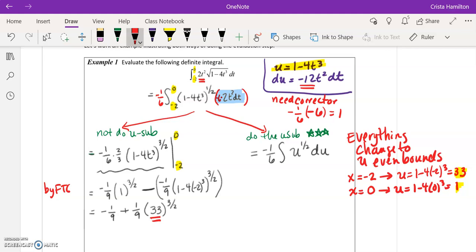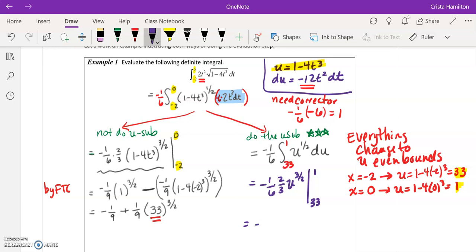So the negative 2, which was the lower bound, is going to become 33, and the upper bound is going to become 1. And no, I don't really care that they don't go from smallest to largest. You just put in what they have. Now, at this point, we would do the antiderivative, which would be our u to the 3/2 times 2/3, following our power rule. And we're evaluating from 33 to 1.